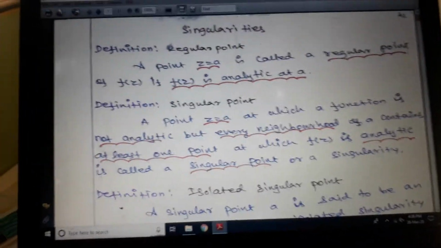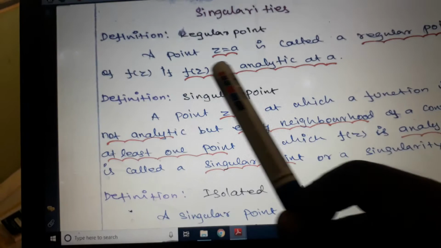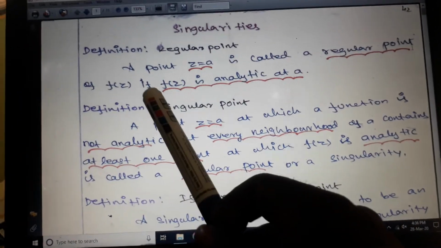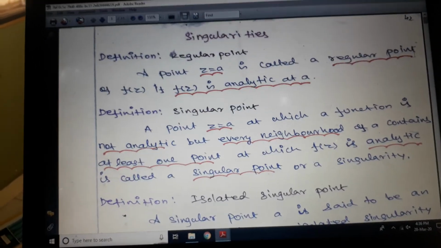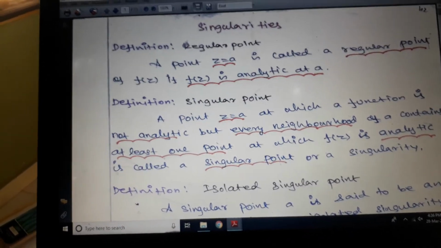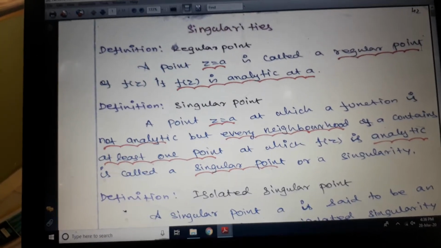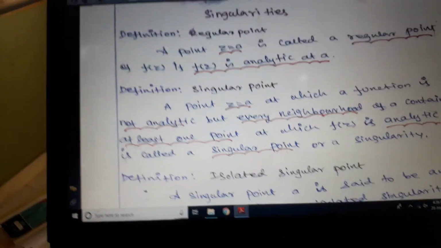First, the definition of a regular point. It says that a point z equal to a is called a regular point of f of z if f of z is analytic at a. That means suppose I want to say a point z equal to a is a regular point, that means f of z is analytic at that point. Then I can say that that point is a regular point.